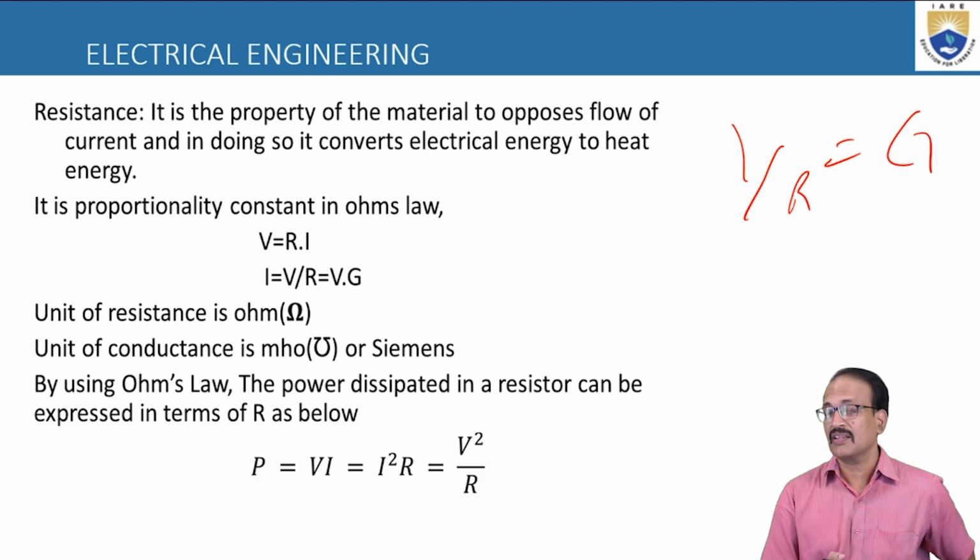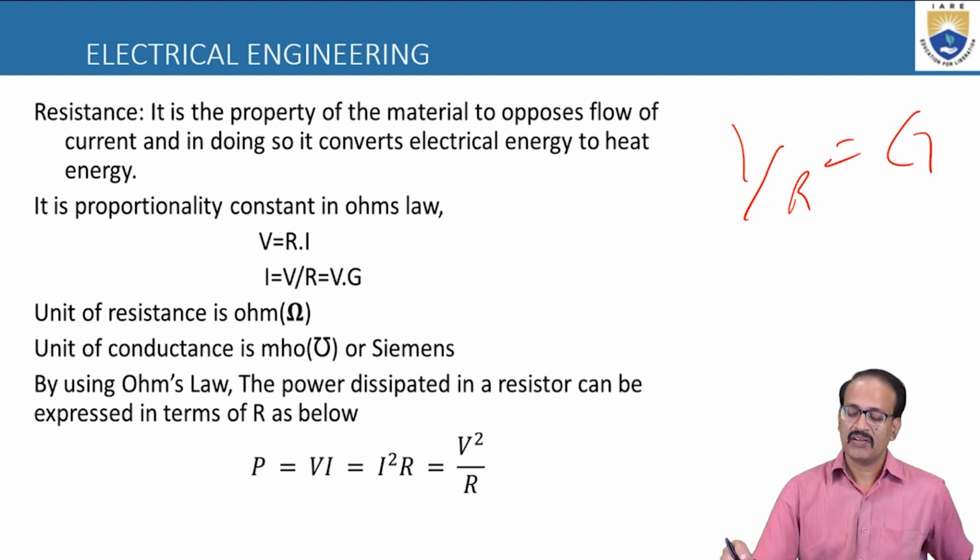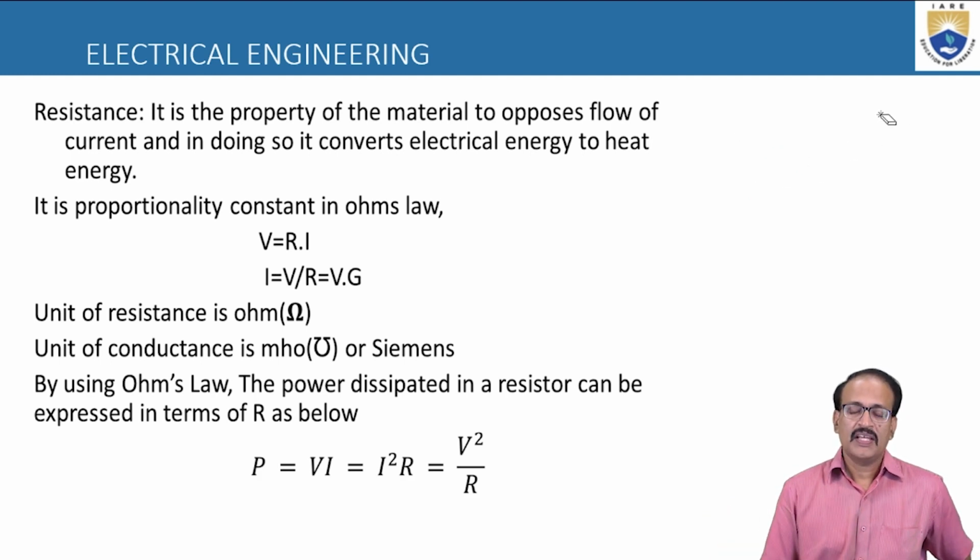If the material has more conductance, we call it a conductor. If it has less conductance, we call it a semiconductor. And with more resistance, we call it an insulator.